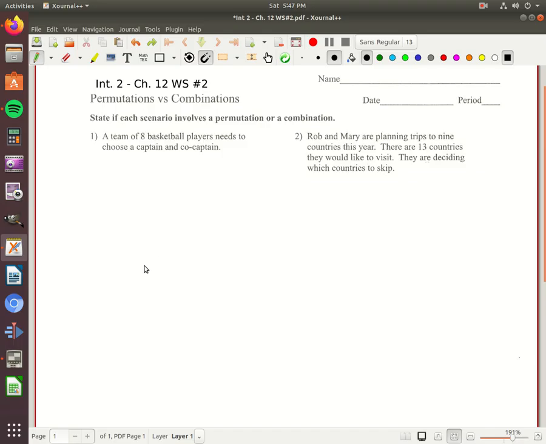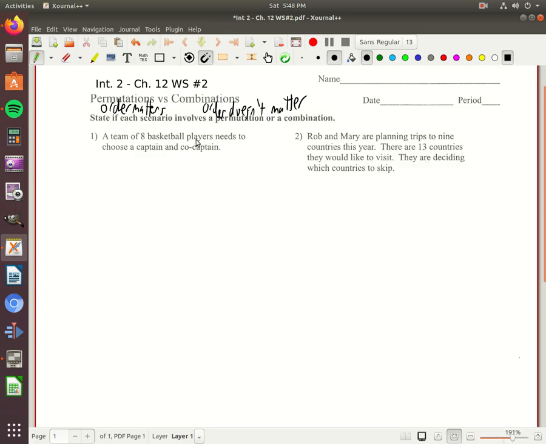But essentially, what these are is ways of putting things in order, and sometimes order matters and sometimes order doesn't matter. And that's what's going on here. So when we are talking about permutations, we're saying order matters. And when we're talking about combinations, we're saying order doesn't matter. So what do I mean by that? Well, let's go ahead and look at a couple of examples.